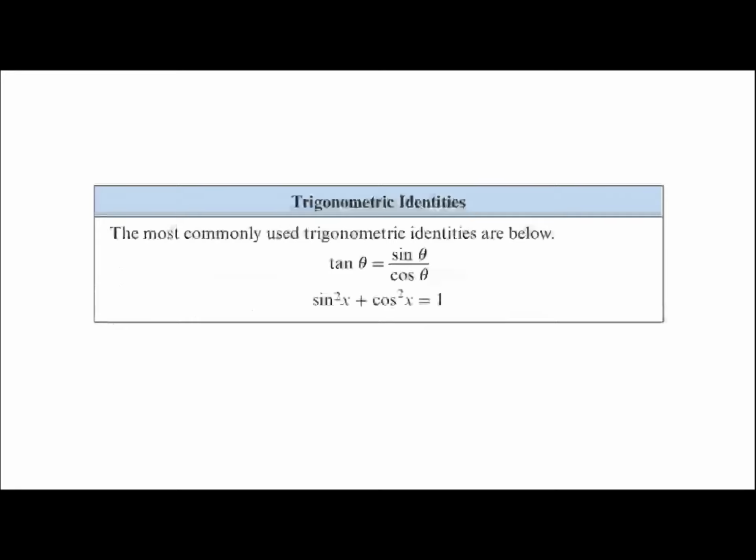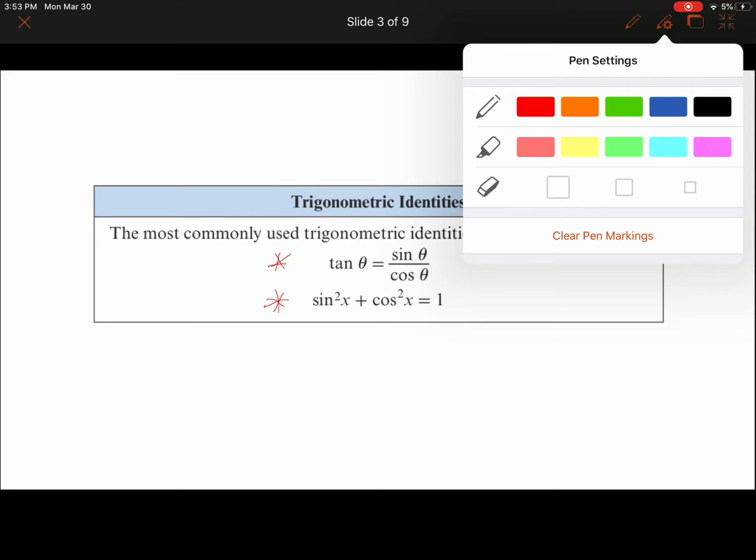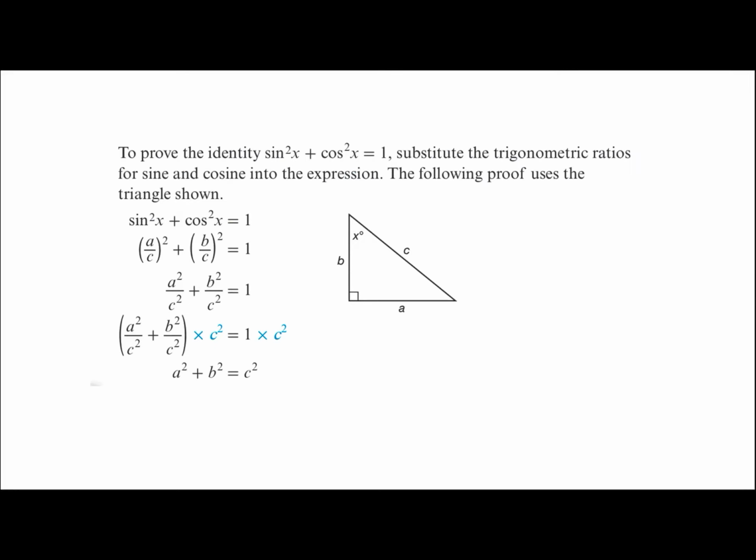All right, trigonometric identities. The most commonly used trigonometric identities are below. Would you please get these into your notes? These are important. We will be using these throughout this lesson today. The first identity is tan theta is equal to sine theta over cosine theta. We also have sine squared of x plus cosine squared of x is equal to 1. If you need more time, go ahead and pause the video, but we're going to move on.